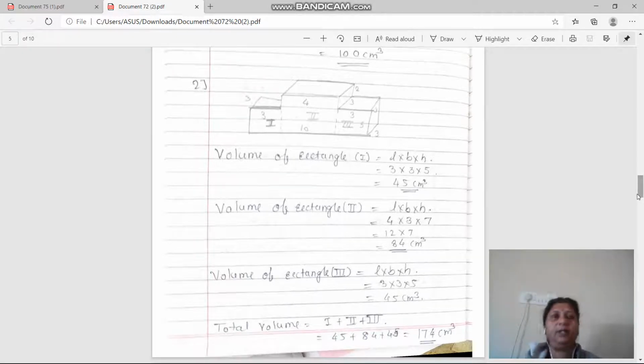Area of rectangle is equal to length into breadth. Area of square is equal to side into side. Then volume of a cube is equal to side into side into side, that is L into L into L. Then volume of cuboid is equal to length into breadth into height. Okay.